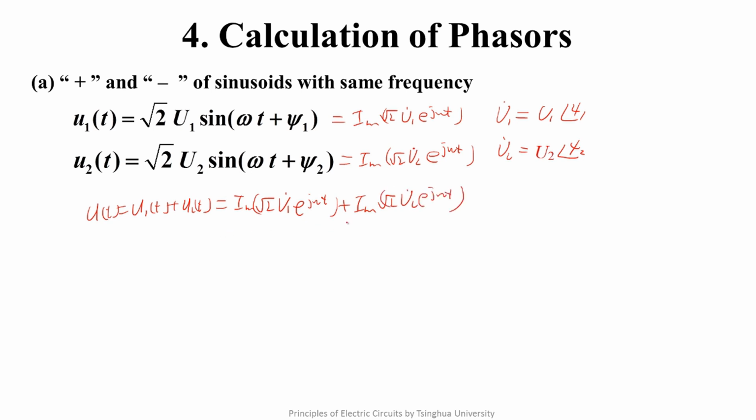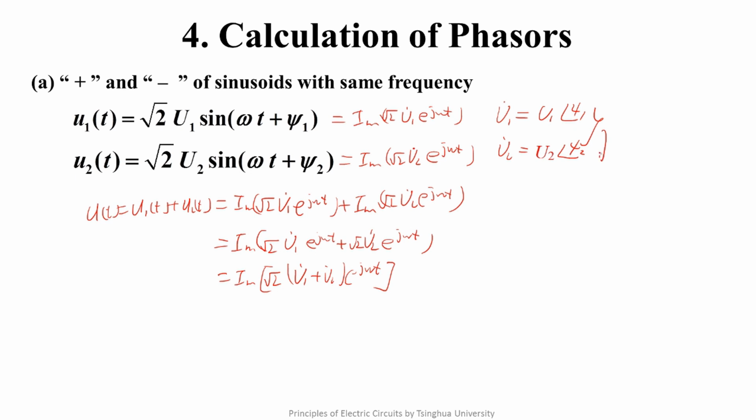We've known that we can do it like this. And then we can get this. It means if we can use U1 dot and U2 dot to calculate their addition, we can use the mapping relationship to get the time domain expression of u.